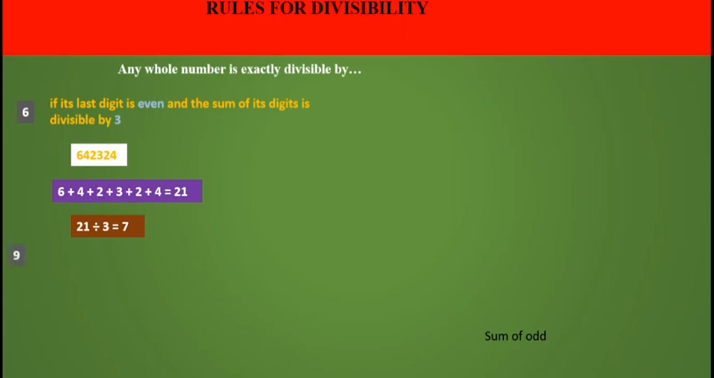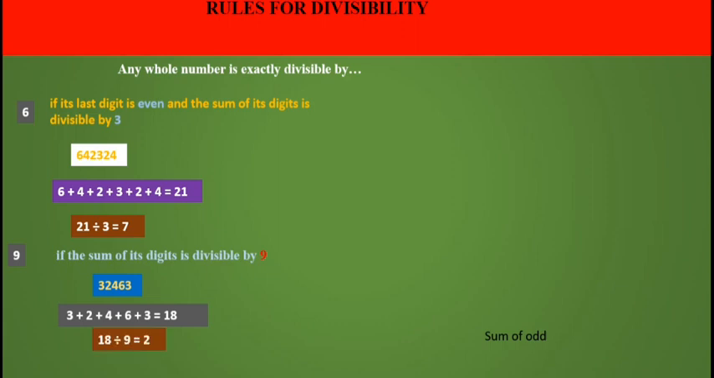9. If a number is divisible by 9, the sum of its digits is also divisible by 9. For example, 32,463 is divisible by 9. Let's check that by taking the sum of its digits. The sum of its digits is 3 plus 2 plus 4 plus 6 plus 3, which is equal to 18. 18 is divisible by 9. 18 divided by 9 is 2. So therefore, 32,463 is divisible by 9.